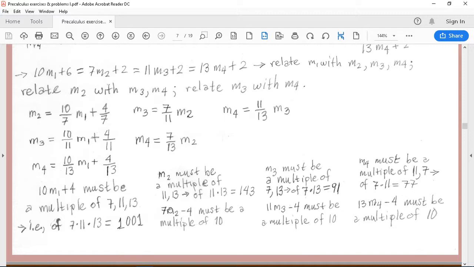Okay, M2 must be then a multiple of 11 and 13, looking at these two expressions, so that M3 and M4 can be whole numbers, so that they can be integers. Which means that M2 must be a multiple of 11 times 13, that is, it must be a multiple of 143.